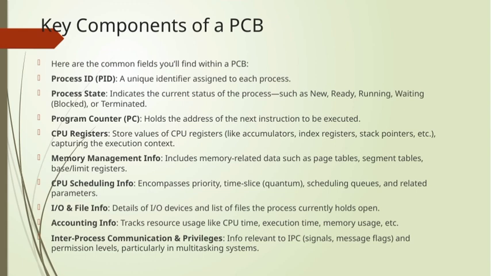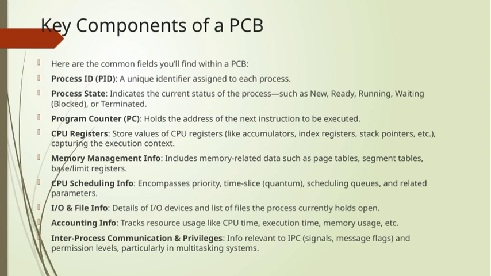Next is the process state, which tells us the current status of the process, whether it's new, ready to run, actively running, waiting for some event, or already terminated. Moving on, the program counter, or PC, holds the address of the next instruction the process needs to execute. It's like a bookmark that points the CPU to where it should be working next.